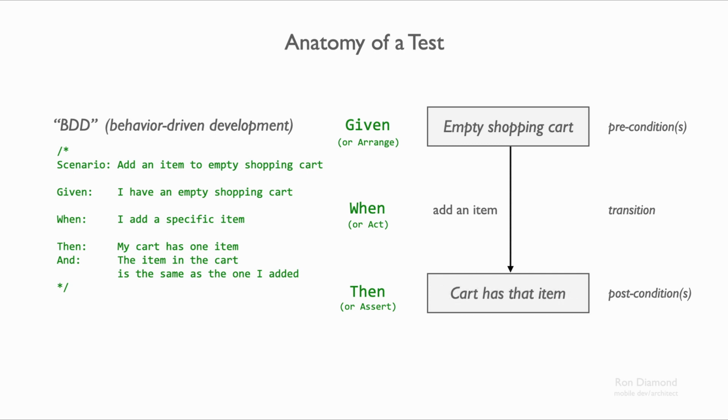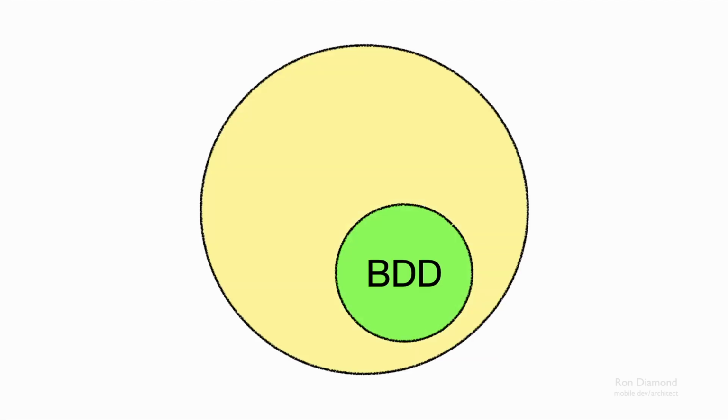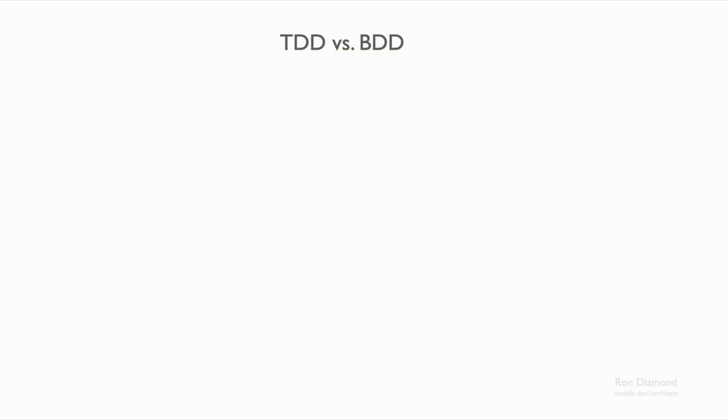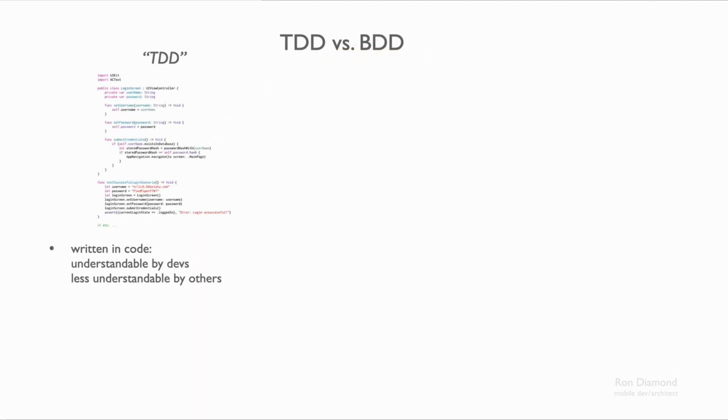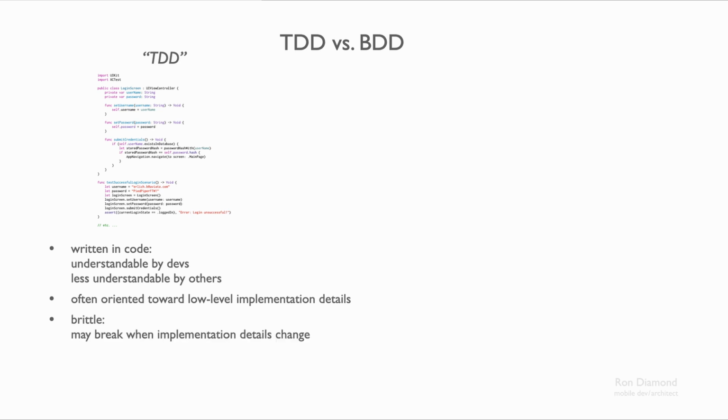Now, just a point of terminology, BDD can actually be thought of as a specific, more modern subset of TDD. They're both development driven by testing. It's just that BDD focuses on behavior rather than on the typical implementation details. So how do those two styles of writing tests compare? TDD is usually written in code, and so it's understandable by developers, though less understandable to non-developers. It's often oriented around lower-level implementation details, and therefore it's brittle. It may break when those implementation details change.